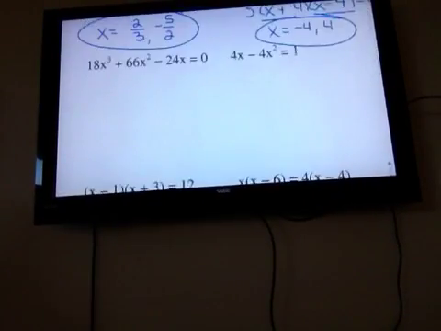Okay, my next one is equal to 0. But let's go through our factoring rules. Is there a common factor? Yes. I can pull out a 2 for sure. And it looks like maybe a 3. Can I get a 6 out of there?